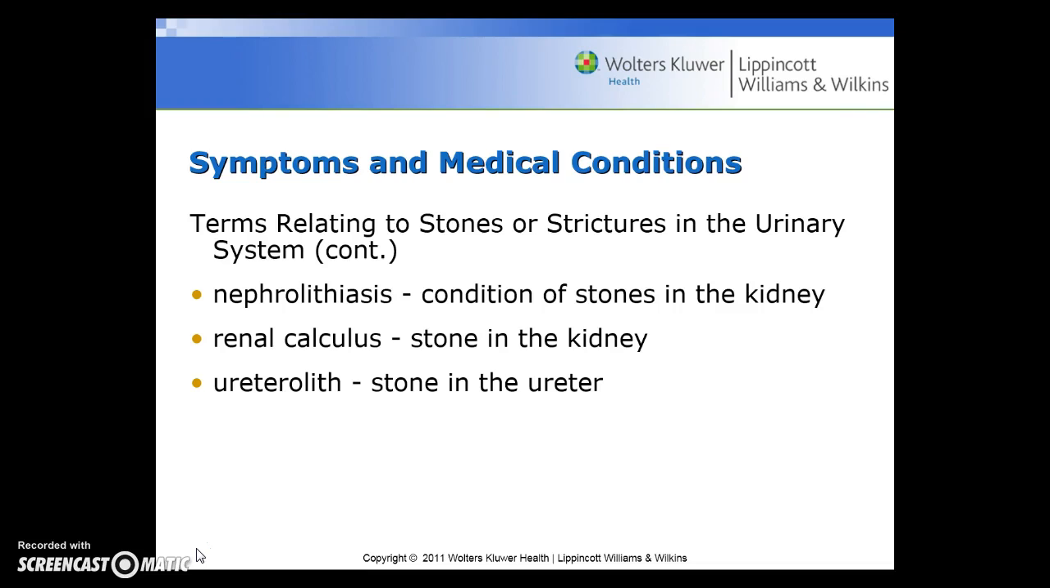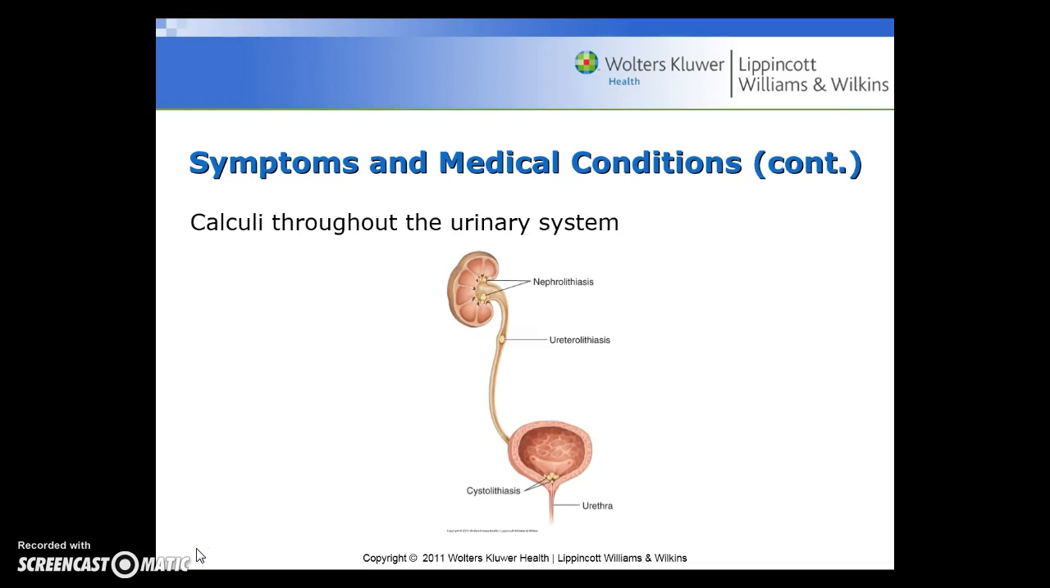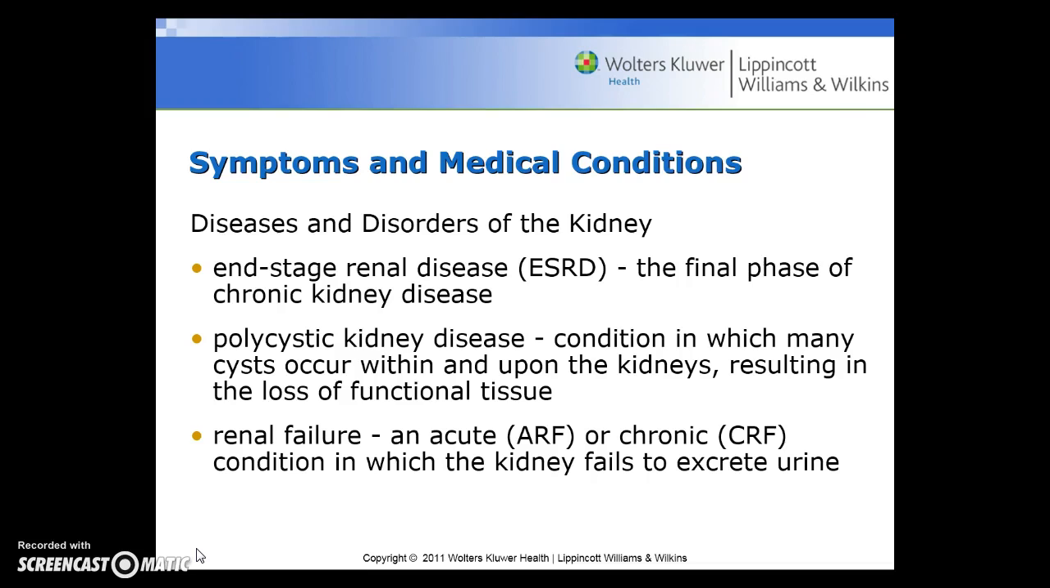Nephrolithiasis is a condition of stones in the kidney. A renal calculus is also a stone in the kidney, and a ureterolith is a stone in the ureter. And here's some different pictures of those stones throughout the urinary system. The nephrolithiasis are stones in the kidney, and ureterolithiasis is a stone in the ureter, and cystolithiasis are stones in the bladder going into the urethra.